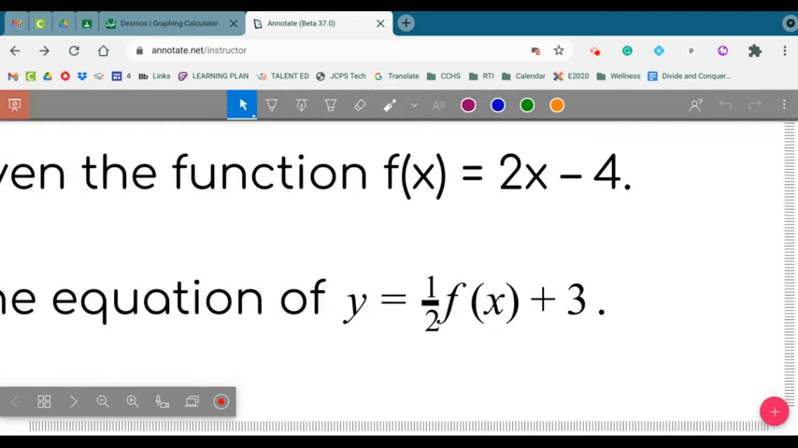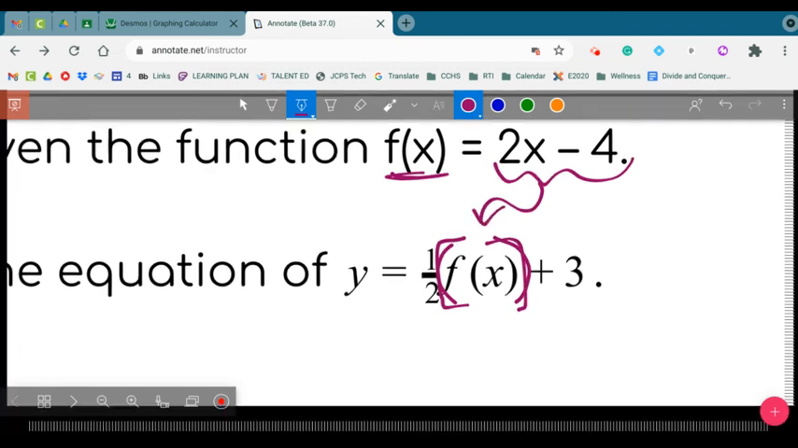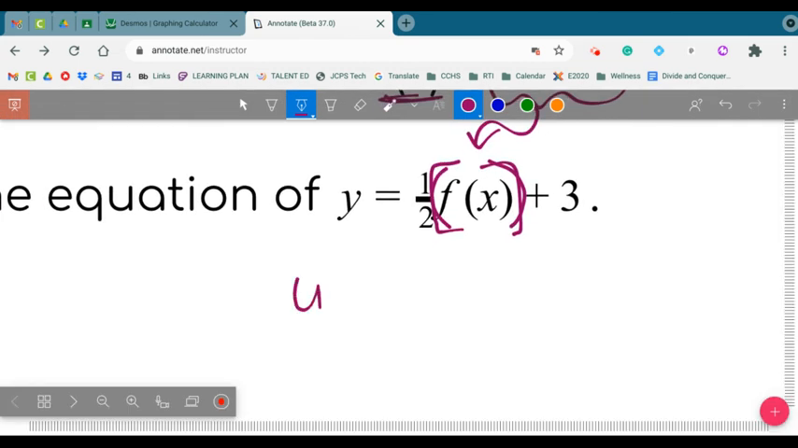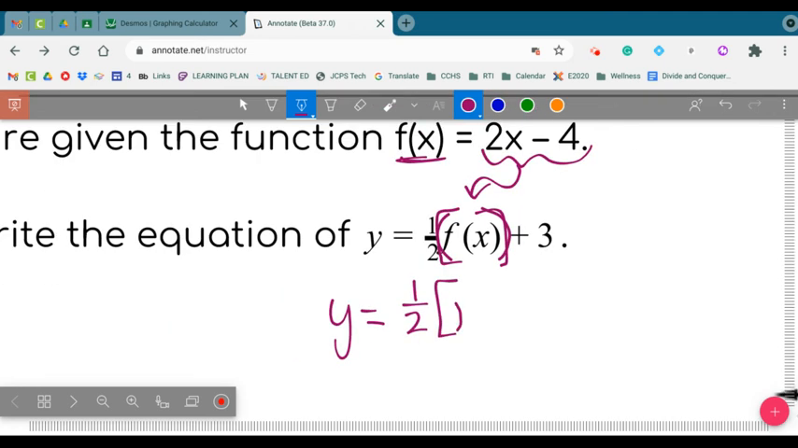So if you guys remember, f of x, this is what we're replacing. I'm going to put it actually in brackets. So we're going to take this entire part and we're going to plug it in here. So we're going to have y equals 1/2, and I'm going to do it as brackets. We're going to put 2x minus 4, close my brackets, and then we're going to still tack on the plus 3. And then we have to just simplify this.